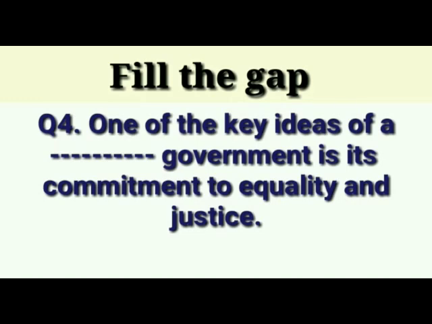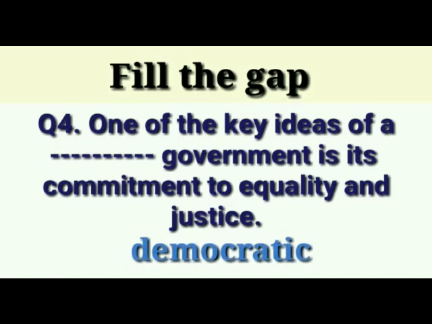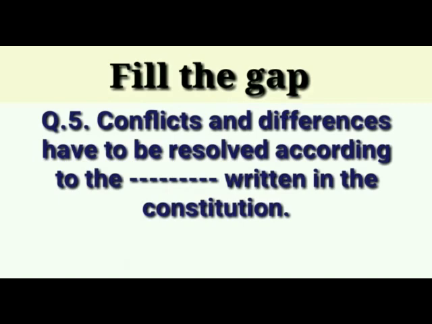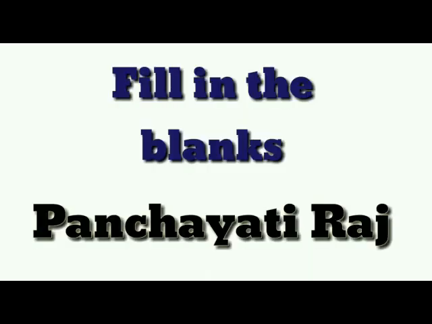Next question is one of the key ideas of a dash government is its commitment to equality and justice. Answer is democratic. Next question is conflicts and differences have to be resolved according to the dash written in the constitution. Answer is laws. Clear?